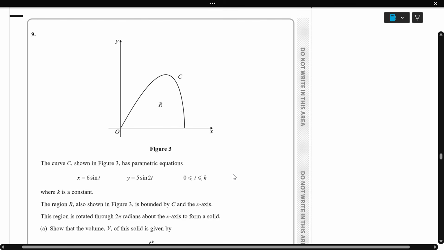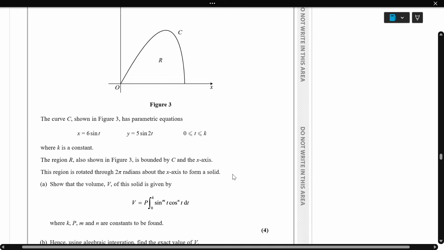Here is question number 9. A figure is given. A curve C is given by the parametric equations x equals 6 sin t, y equals 5 sin 2t, where the interval is 0 less than t less than or equal to k, where k is a constant. The region R shown in the figure is bounded by C and the x-axis.